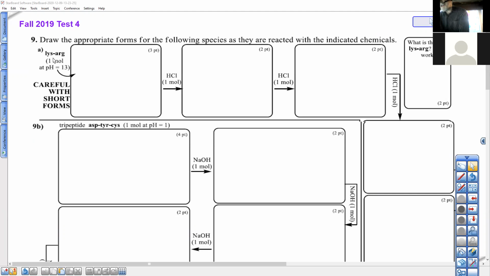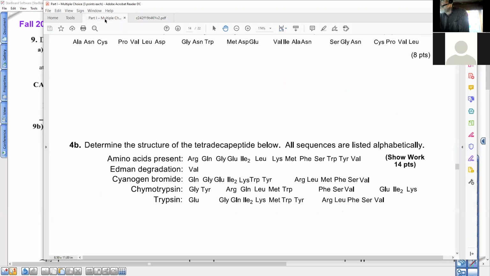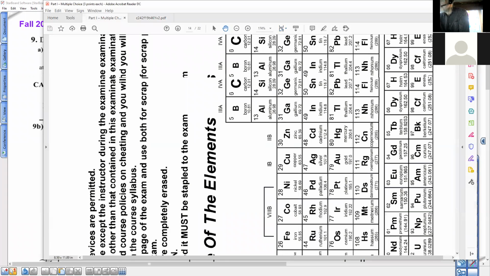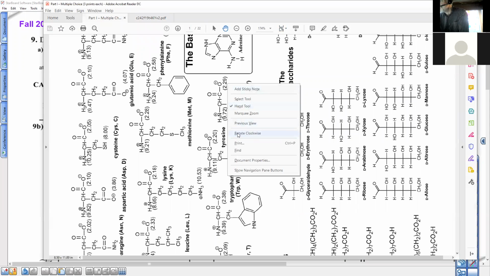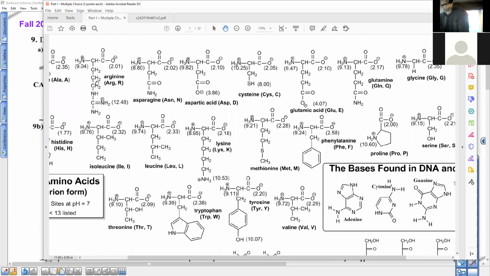We need to find lys and arg on our handout. Once again, it's rotated. Lys is CH2 4 times, then NH3 plus. And arg is CH2 3 times, then the guanidinium residue. So we're going to be doing that.